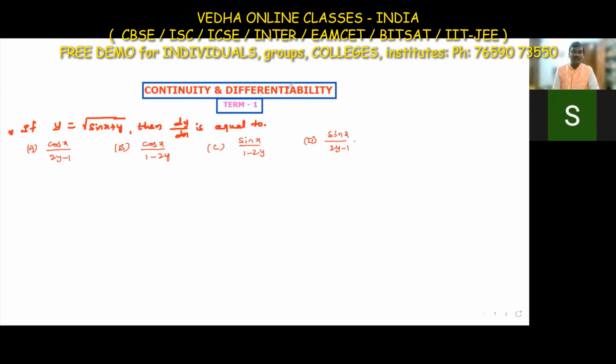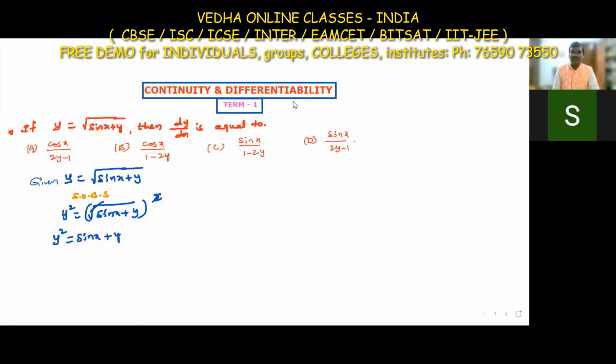Now how do we solve this? First, write the given equation: y equals the square root of sin x plus y. Now I am squaring on both sides. On the left side we get y square, and on the right side we get sin x plus y, whole square. The square and root get cancelled, so the remaining is y square equals sin x plus y.